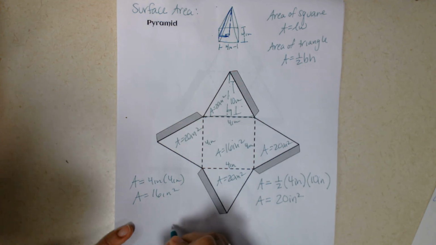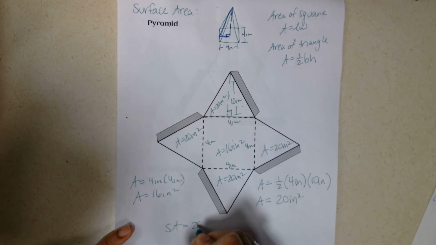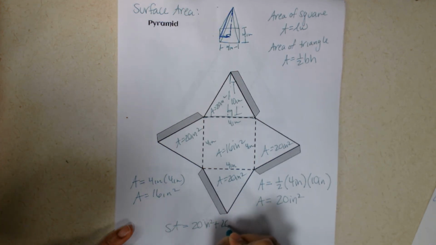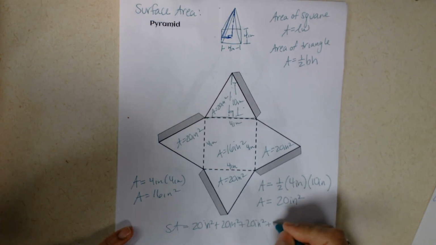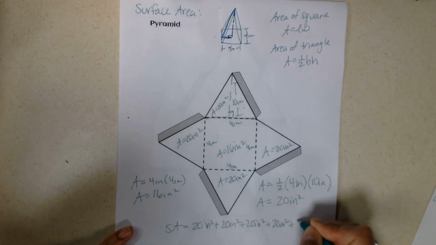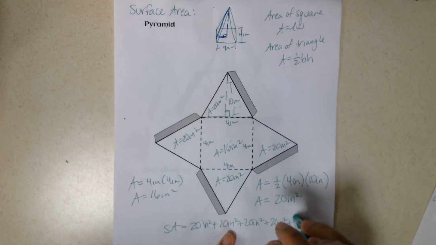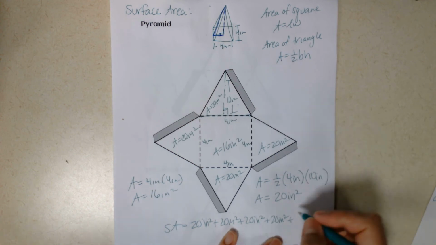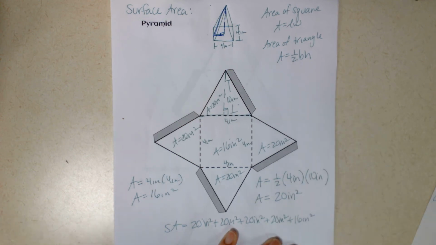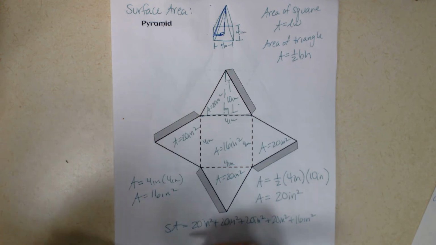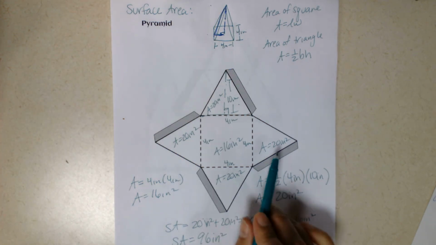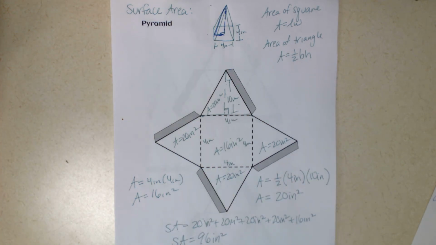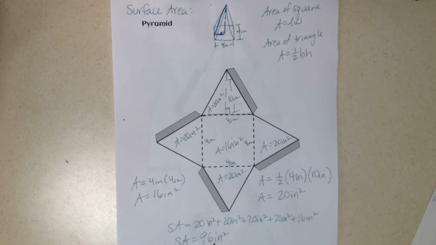And to find the surface area, yes, you add them all up. 20 inches squared plus 20 inches squared plus. And if you would like to use repeated addition and use your multiplication rules, that is absolutely fine. We have 4 20 inch squares and we have 1 16 inch square. So that's going to be 80 plus 16. So our surface area for this is 96 inches squared. 20, 40, 60, 80 plus 16 is 96 inches squared.